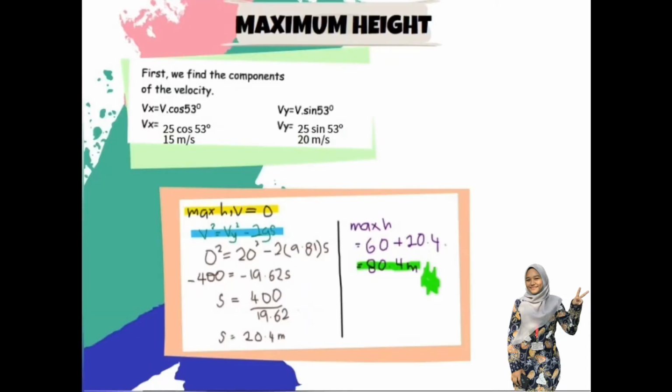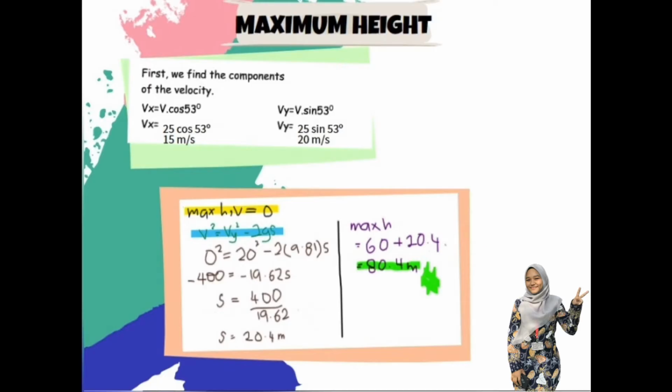First, we need to find the component of the velocity for the Vx and Vy. As given, the V is 25, so just substitute in the formula, which is for Vx, V cos 53 degrees, and for Vy is V sin 53 degree.